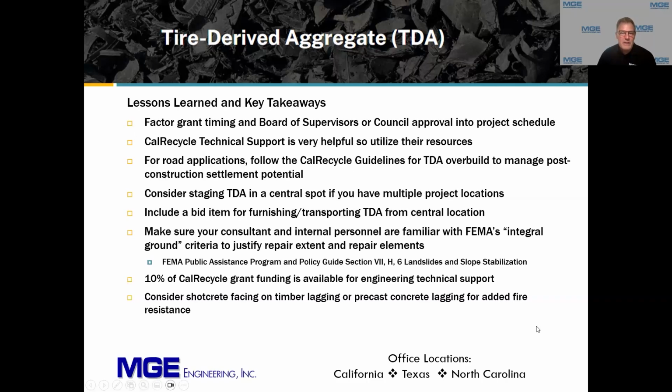Okay, so key lessons learned and takeaways. You have to factor in the grant timing into your project schedule, when you're going to get it out to construction. You have to work with CalRecycle to get the grant, so make sure you factor that into your schedule. But CalRecycle was very responsive and provided a lot of support. I leaned on them quite a bit through the design process.